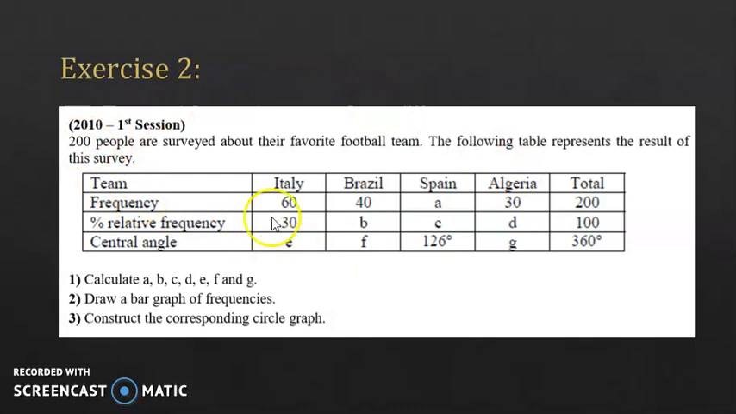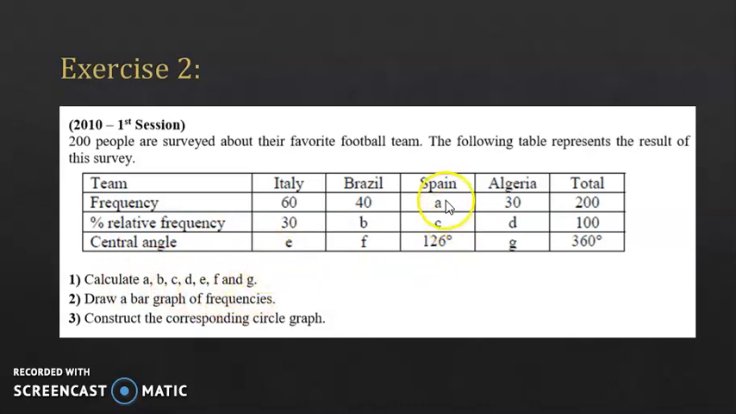Now, before they ask you about anything, you should think about this number. What does this number represent? It represents the total frequency because it's the total number of people surveyed. Now you have these teams, you have some of the frequencies, some of the percentage relative frequencies, and the central angle. Read this table carefully. Now the first part, calculate A, B, C, D, E, F, and G.